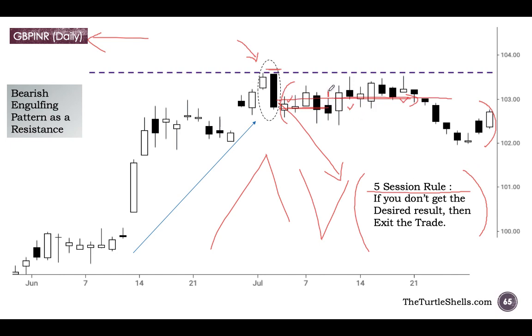So in this case, our money would have been stuck for so many days, more than 1.5 weeks. In this case, it's a daily chart. So that's why the 5 session rule works. You take the trade, you wait for 5 sessions. If the market doesn't go in your direction, it's probably a good idea to exit the trade. It is not going your way. Okay.